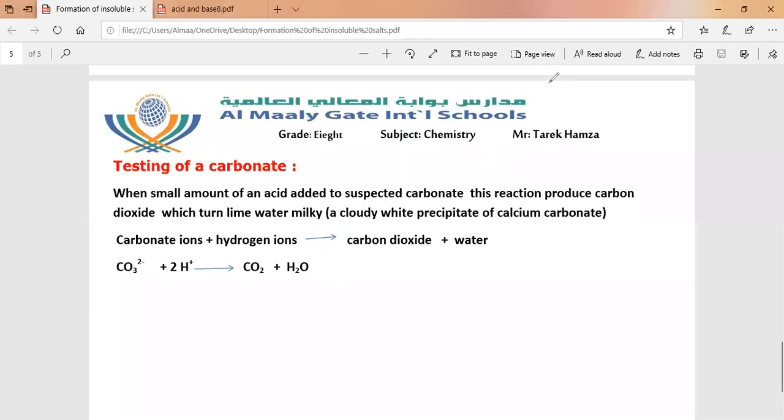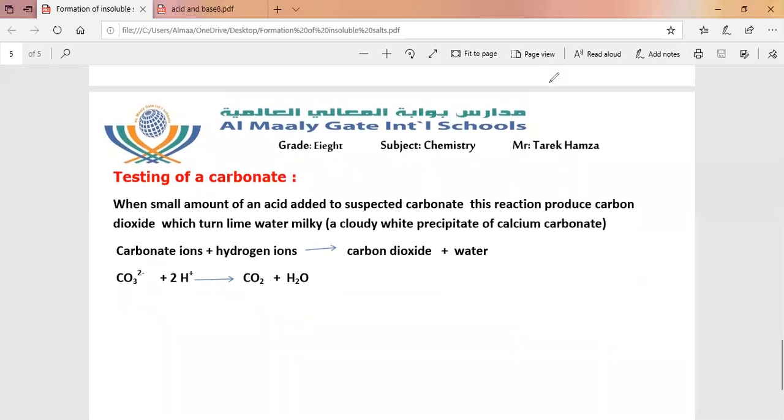The last point, testing for carbonate. We know that all carbonates are insoluble in water, except potassium and sodium carbonates. Example here, calcium carbonate. Calcium carbonate doesn't dissolve in water.